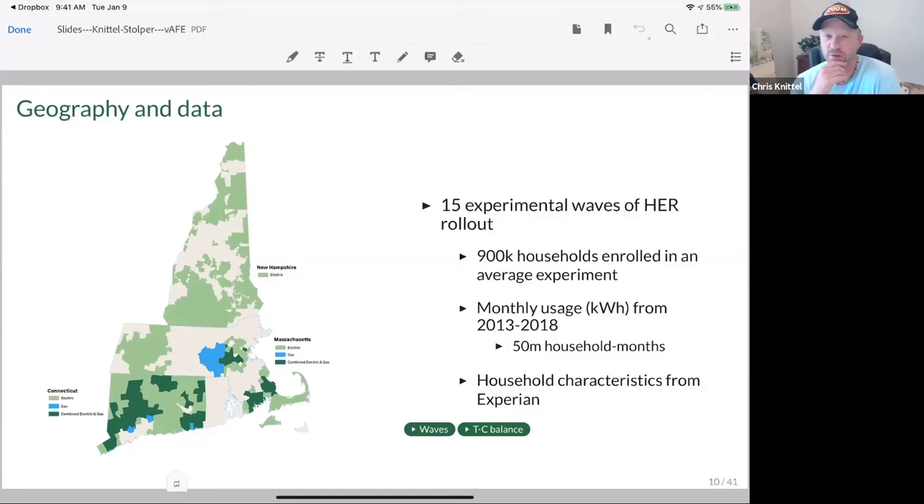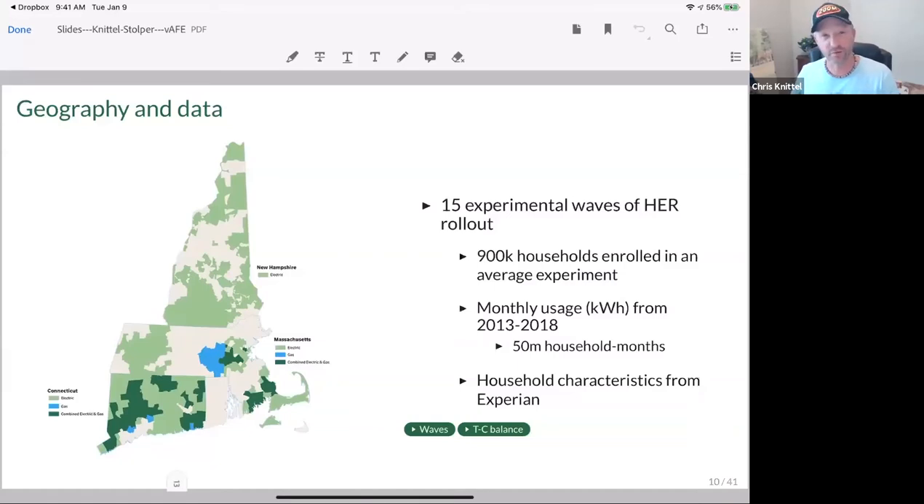The typical experiment here has about 900,000 households. Usually about 80% are treated and 20% are in the control group. And Eversource doesn't have smart meters, so all we have in terms of electricity consumption is monthly electricity consumption before and during the experiments.